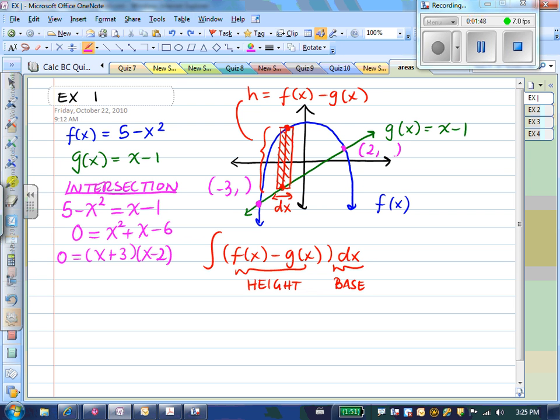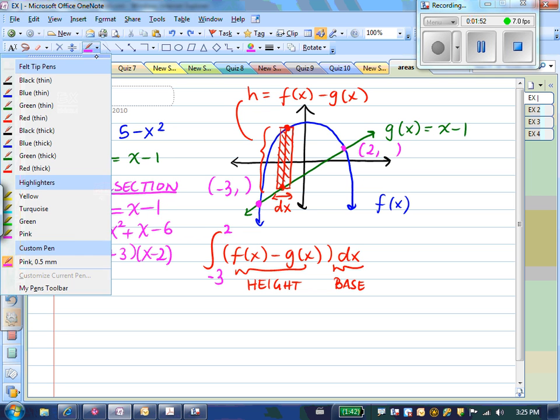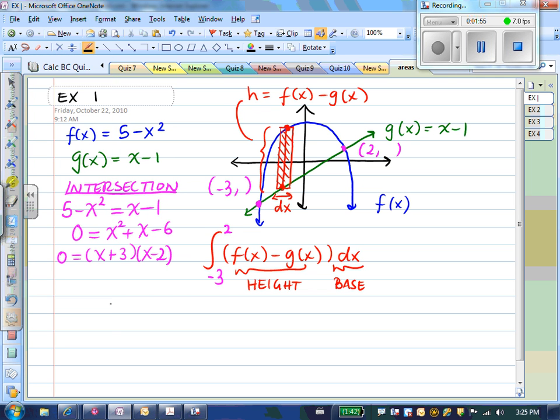But it doesn't really matter because we're just concerned with the limits, so those are going to be our bounds. So the final integral to find the area between the two curves is going to be the integral from -3 to 2, f of x, which is 5 minus x squared, minus g of x, which is x minus 1, dx. And I'm assuming we can find the integral for that.